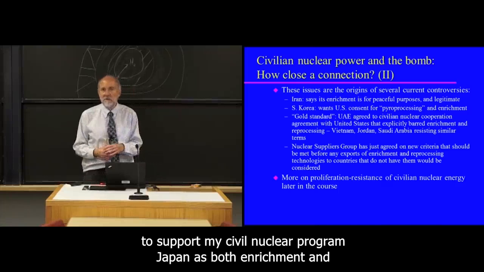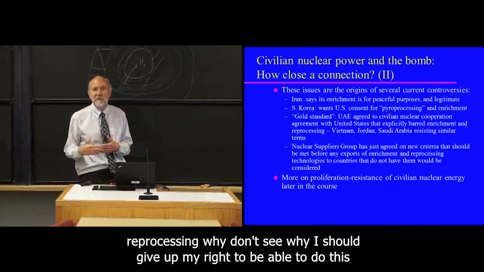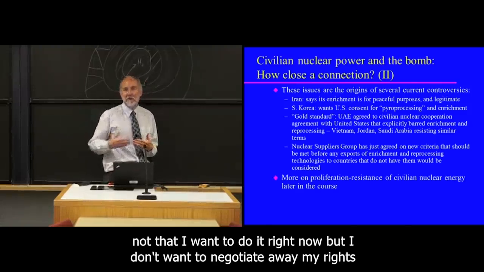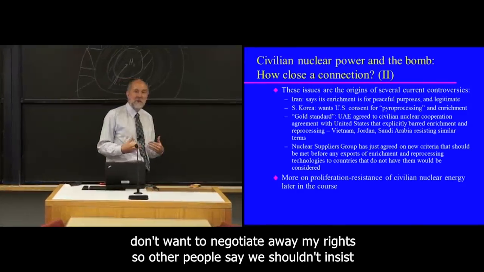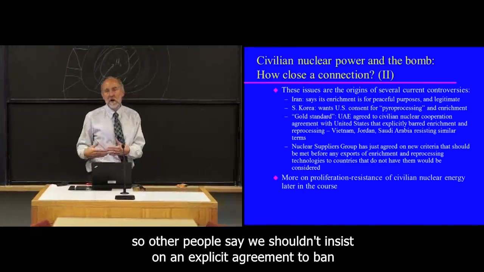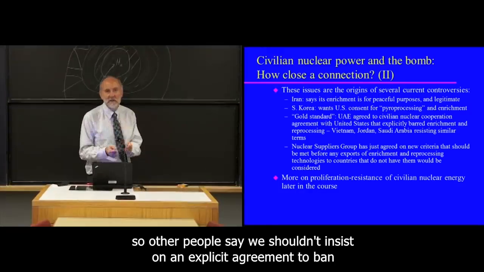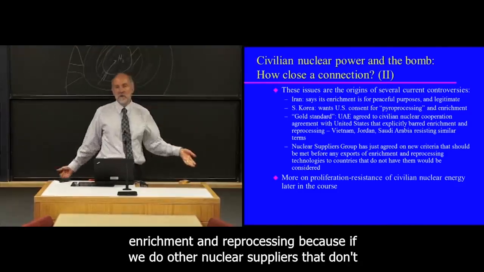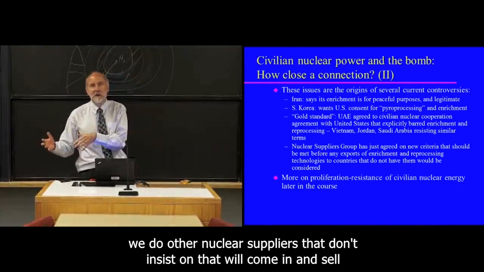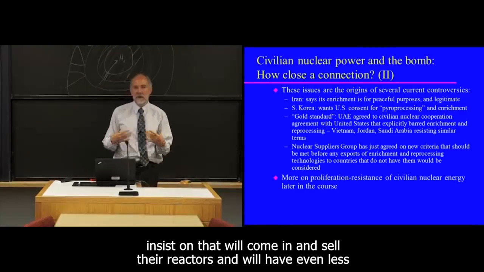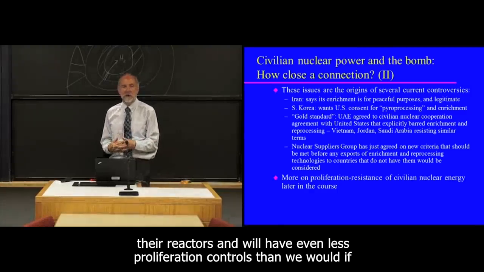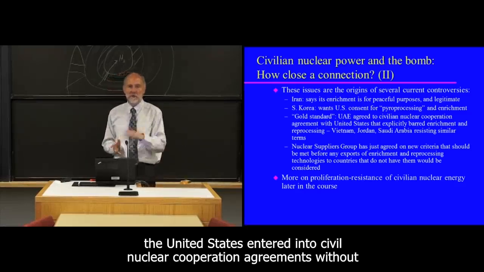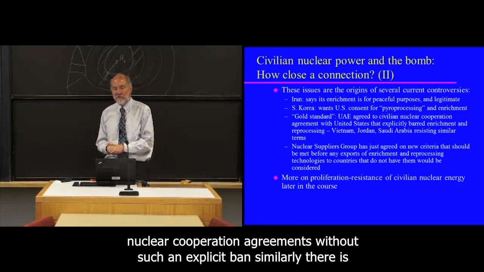Japan has both enrichment and reprocessing. Well, I don't see why I should give up my right to be able to do this. Not that I want to do it right now, but I don't want to negotiate away my rights. So other people say we shouldn't insist on an explicit agreement to ban enrichment and reprocessing, because if we do, other nuclear suppliers that don't insist on that will come in and sell their reactors, and we'll have even less proliferation controls than we would if the United States entered into civil nuclear cooperation agreements without such an explicit ban.